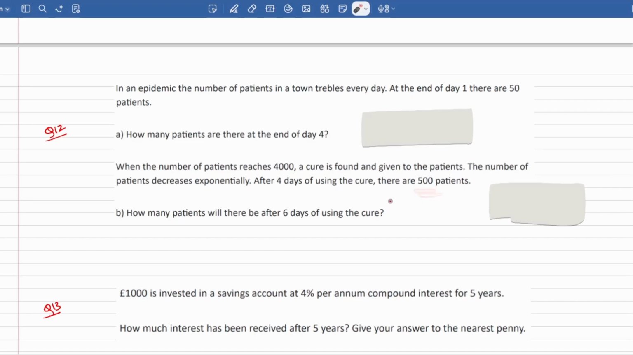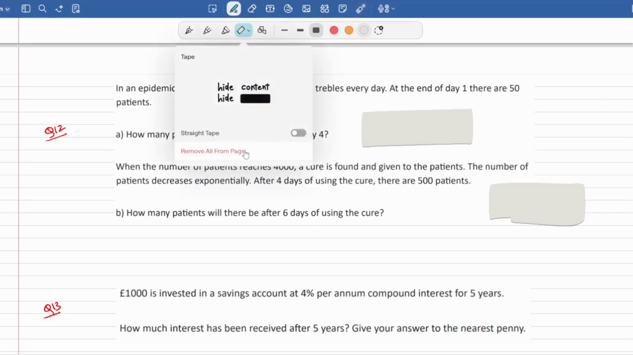So after 4 days, we have 500. On the 5th day, we'll have 250. On the 6th day, we'll have 150. Alright. I hope the answer to this one is clear.